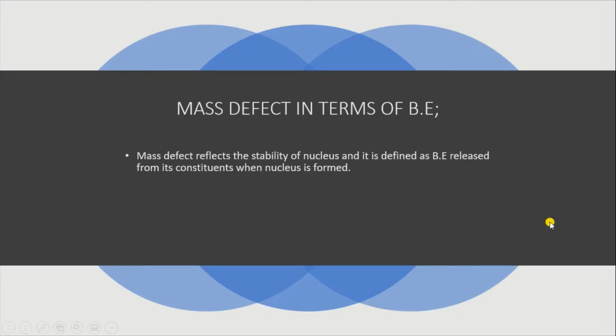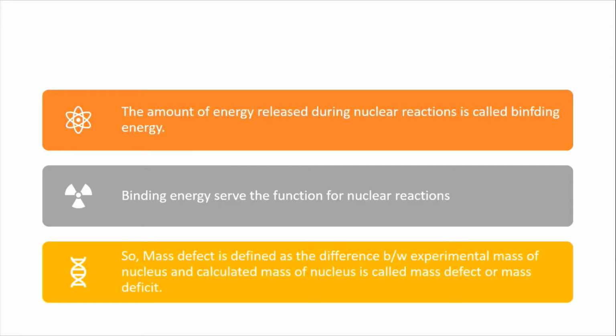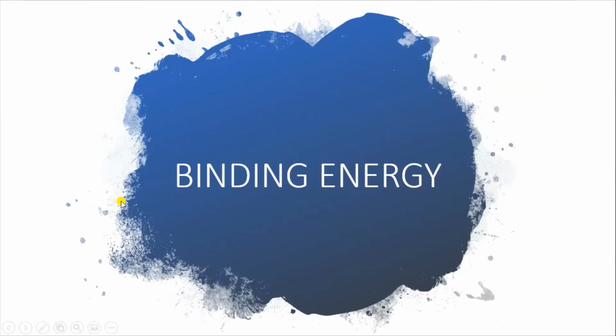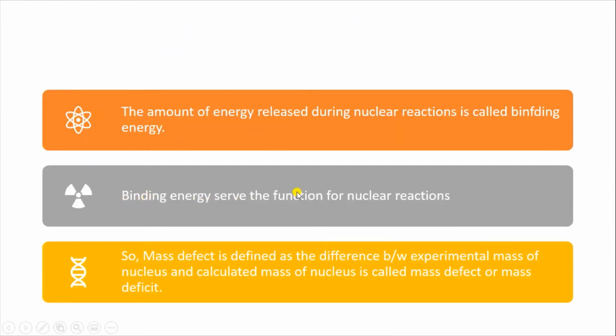Next is mass defect in terms of binding energy. Mass defect reflects the stability of the nucleus, and it is defined as the binding energy released from its constituents when the nucleus is formed. Further, the amount of energy released during a nuclear reaction is called binding energy. What is its purpose? It serves the function of nuclear reactions. So mass defect is defined as the difference between the experimental mass of a nucleus and the calculated mass of a nucleus, which is called mass defect or mass deficit.